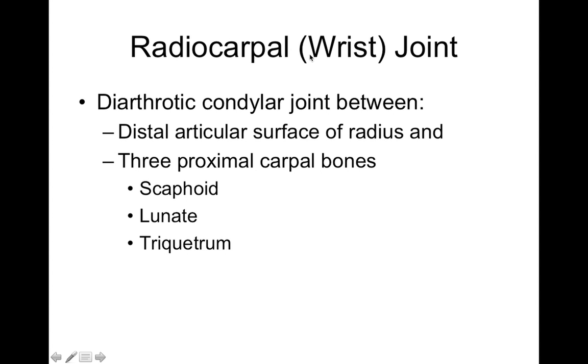Okay, so the radiocarpal joint or wrist joint, you guys, it's a diarthrotic joint, and you find this at the radius and the carpal bones. In fact, most of your wrist joint is due to the radius. So remember the distal end of the radius was wide, and it can articulate with a lot of your carpals, including the scaphoid and lunate. The head of the ulna is part of the wrist joint, but it's a very minor part of that wrist joint. Now, the three proximal carpal bones that are involved with your wrist joint are the scaphoid, lunate, and triquetrum.